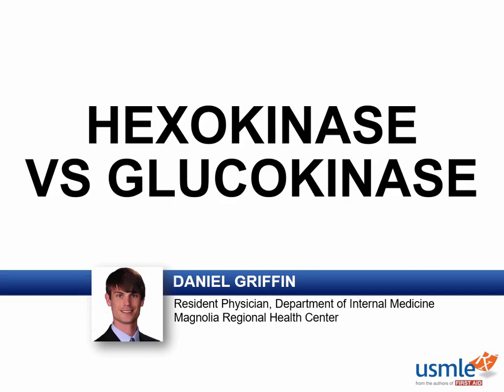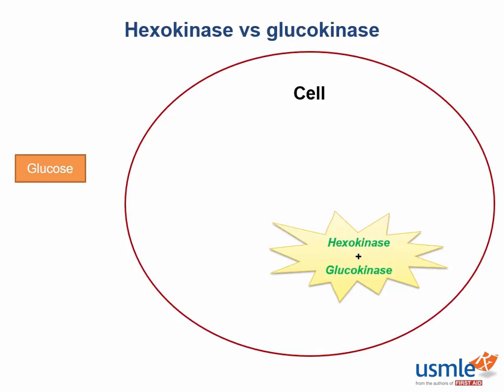Alright, now let's cover hexokinase versus glucokinase. Now do you remember the function of a kinase enzyme? There you go, the kinase enzymes transfer a high energy phosphate group from ATP to a substrate. Here we see a cell and a molecule of glucose outside the cell. And in this state, it's free to enter and leave the cell as it pleases.